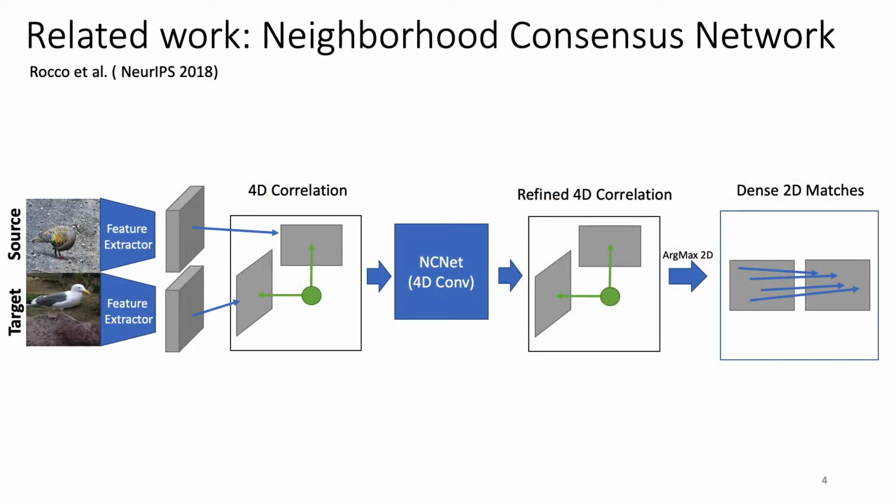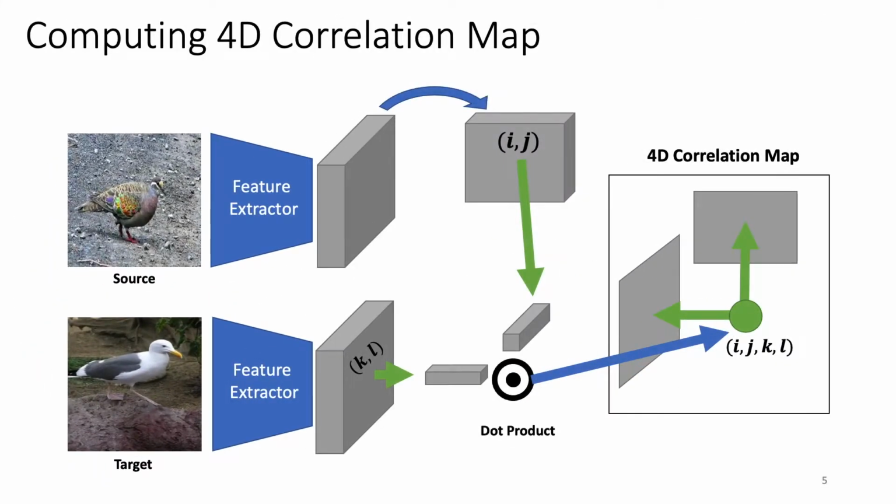Rocco et al. proposed Neighborhood Consensus Network, NCNet, that addresses these challenges. The main idea of NCNet is to train a network that uses a series of 4D convolutions to improve the dense 4D correlation map. The 4D correlation map measures the dense similarity between the source and the target images and is created by a dense dot product between all permutations of source feature vectors to target feature vectors.